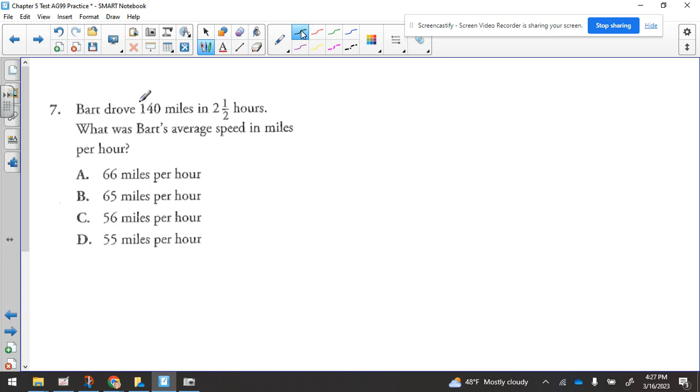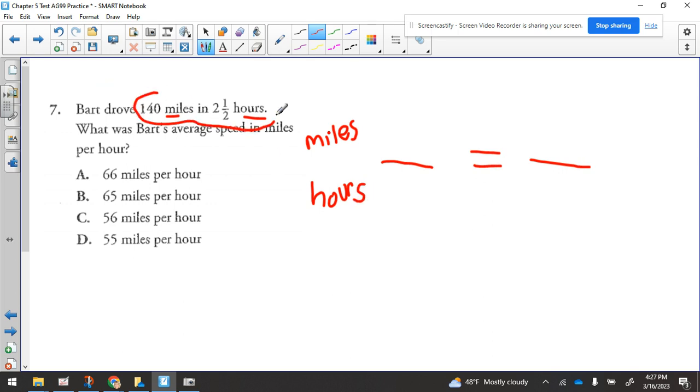But at any rate, number 7 says Bart drove 140 miles in 2.5 hours. What was Bart's average speed in miles per hour? So let's use a ratio and a proportion to solve this. All right, so we're talking about miles and we're talking about hours. So let's write miles over here and hours over here. And we'll take what I have right here and make this into a ratio.